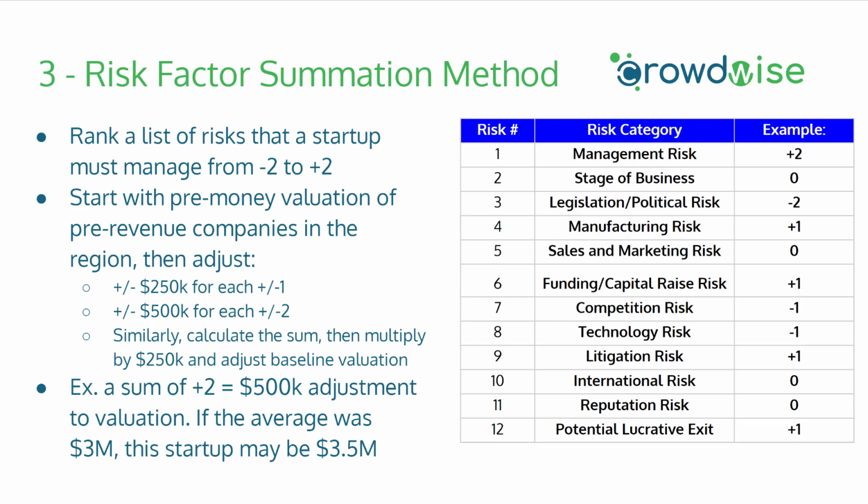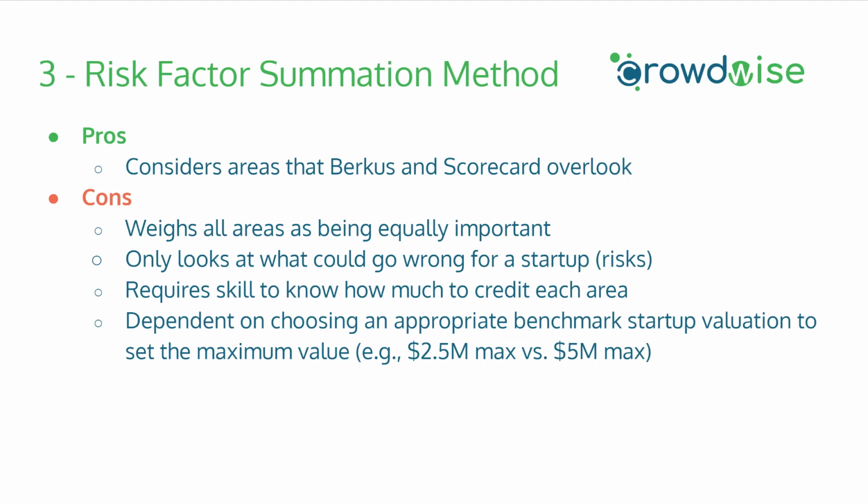Here are the 12 areas that cover everything from management risk as well as sales, technology, litigation, and more. If you assessed all of these categories and came up with the results in the example column, that results in a net of +2. Thus, overall, you would add that $500K adjustment to the valuation as discussed. Pros and cons of this method. Pros are that it does consider a lot of areas, and many that the Berkus and the scorecard method overlook.